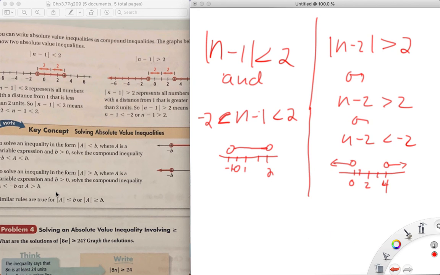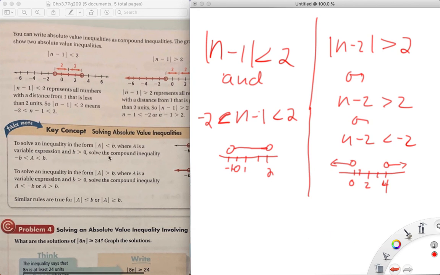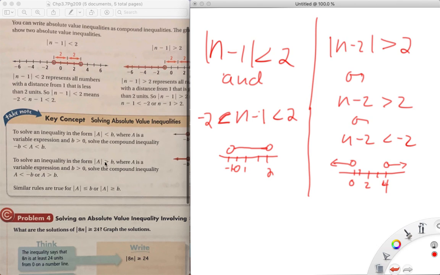And then the book shows it pretty well for the concept. If it's less than, then it's going to be a compound inequality with AND. And if it's greater than, it's going to be a compound inequality with OR.